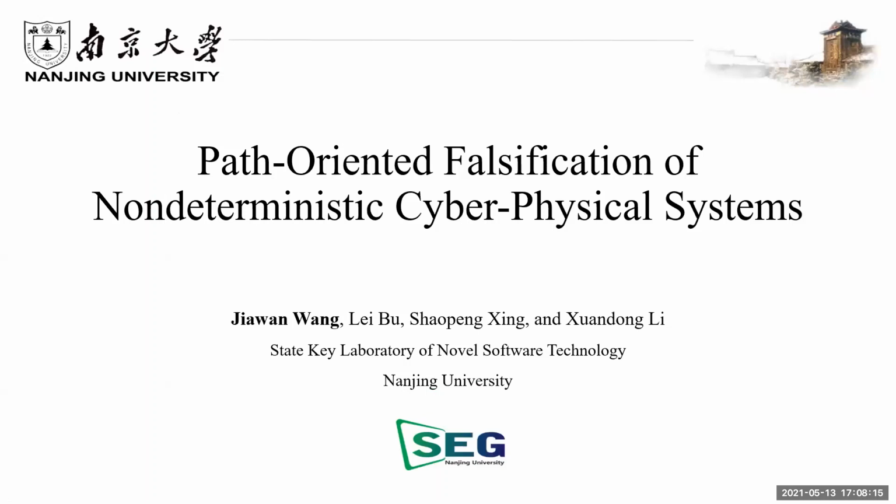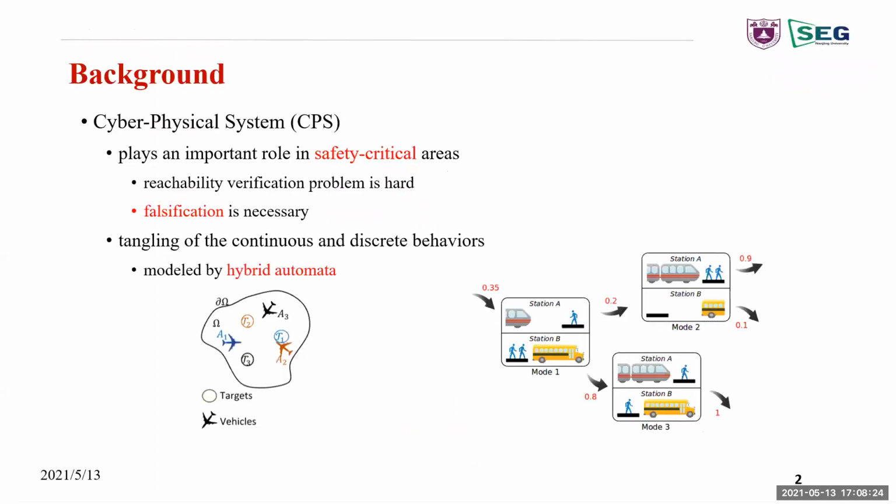Hello everyone. This is my report, Path-Oriented Falsification of Non-Deterministic CPS. I'm Jiawan Wang from Nanjing University. CPS are widely applied in many safety critical areas, such as aerospace control and autonomous systems. It's important to keep them working safely. However, due to their behavior's high complexity, verification is tough for them. Recent studies have proposed falsification as a complementary approach.